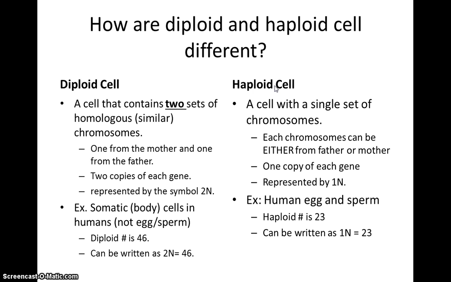So in a haploid cell, in egg and sperm, each of the chromosomes is going to be from either the mother or the father, and it'll have one copy of every gene. Here, we represent a diploid with 2N. We're going to represent haploid with 1N. So if you see something like 1N equals, that means that's the haploid number. In humans, egg and sperm are the only haploid cells, and therefore our haploid number would be 23 because it's half. So we would say 1N equals 23.